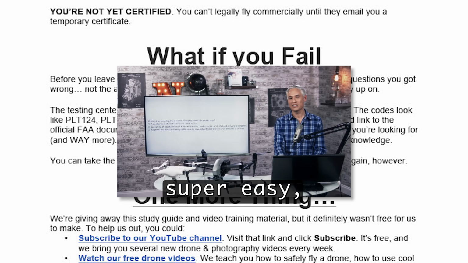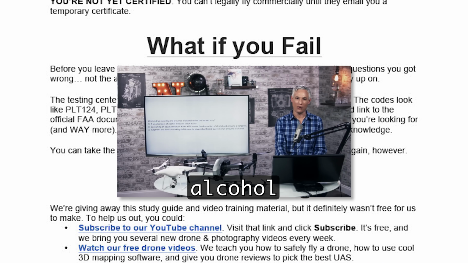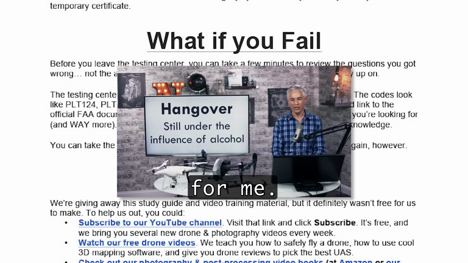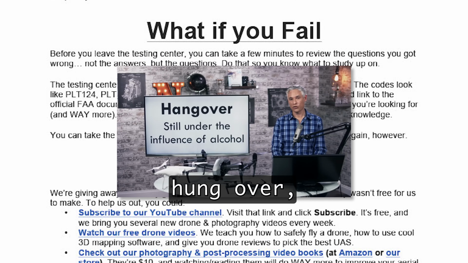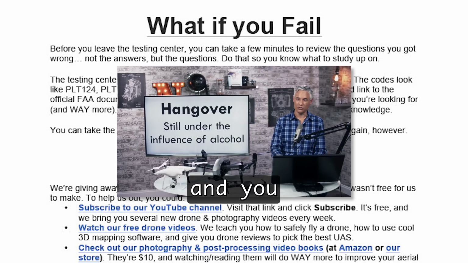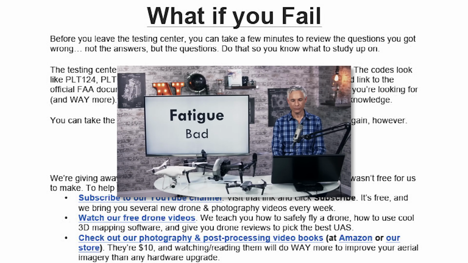This is a super easy, obvious question. The FAA just wants you to go through the process saying, yes, I know alcohol makes stuff worse for me. If you're hungover, even if it's been 8 hours, you're still under the influence of alcohol, and you shouldn't be operating any sort of aircraft, including an unmanned aircraft.